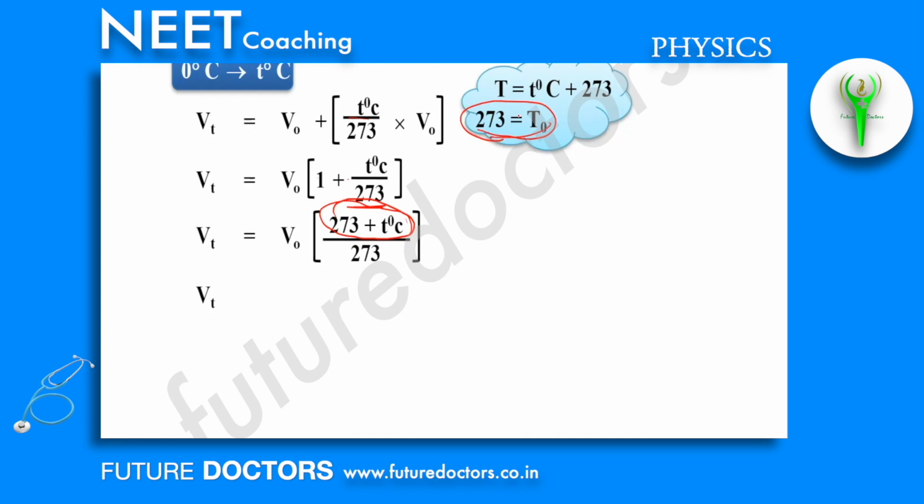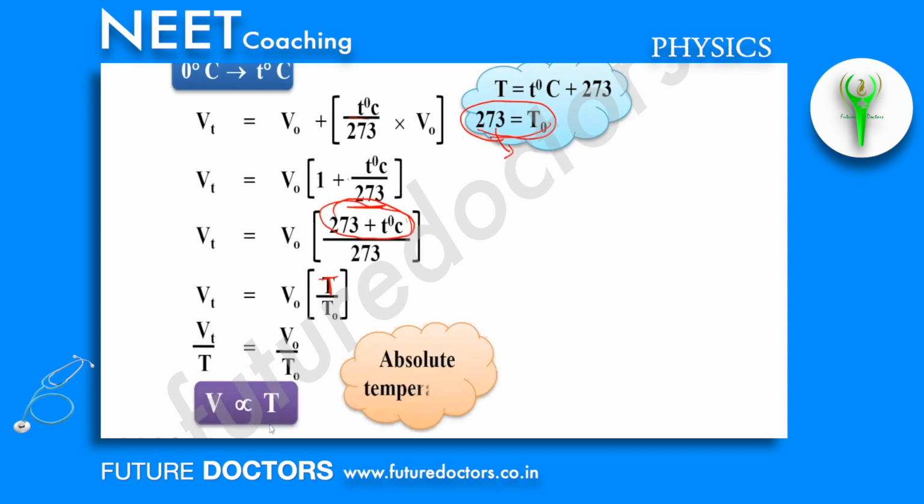So Vt is equal to V naught into T by T naught, that is, V naught into T by T naught. Or Vt by T is equal to V naught by T naught. Or V is directly proportional to temperature. So volume is directly proportional to temperature.